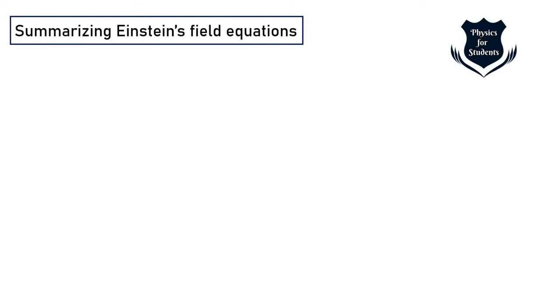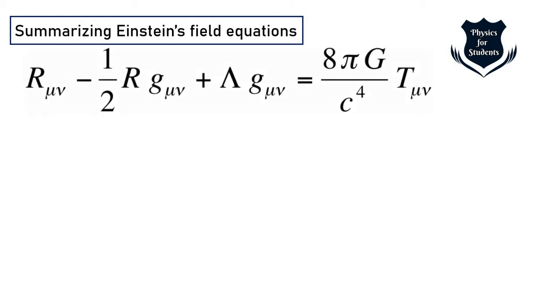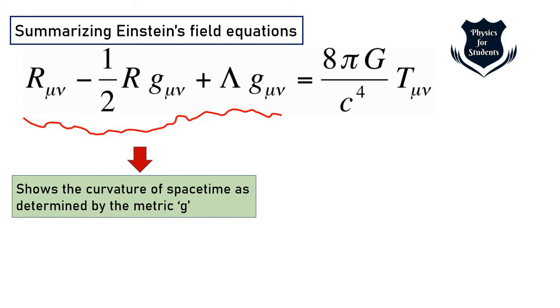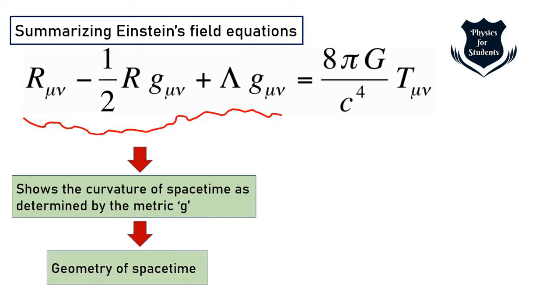Okay, so what we can do is summarize Einstein's field equations. Here is the entire Einstein field equation. Now this part which I have marked in red, R mu nu minus half, this entire part, shows the curvature of space-time as determined by the metric G. G denotes the metric tensor. So this red part shows the curvature of space-time, and how do we do that? Well, that is what we are learning, but it is determined by the metric G, and this is actually the geometry of space-time.